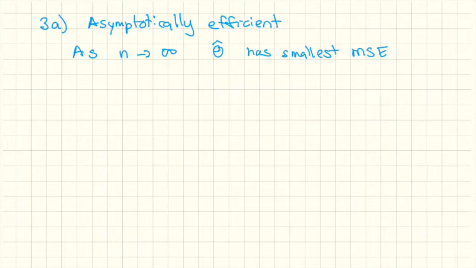A spin-off on this is asymptotic efficiency, which is to say that maybe our estimator at all sample sizes is not efficient, but as our n gets really big, then our estimator is efficient.